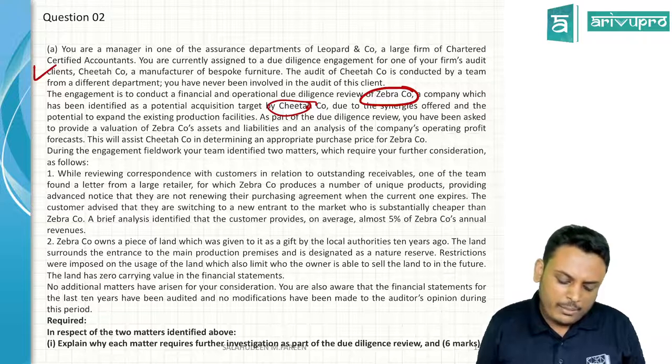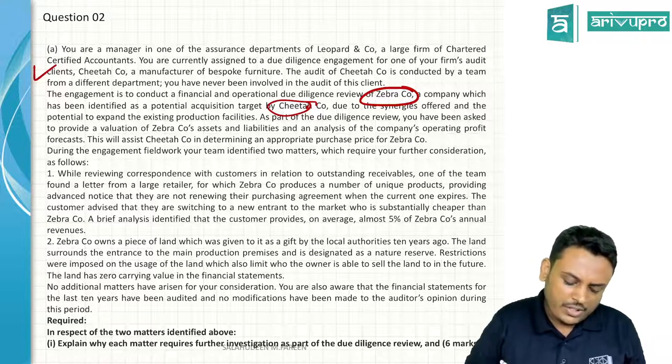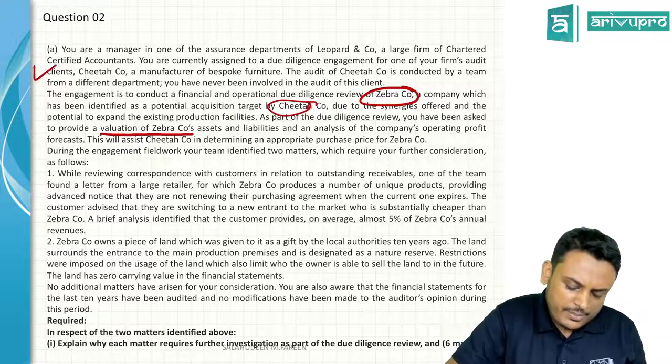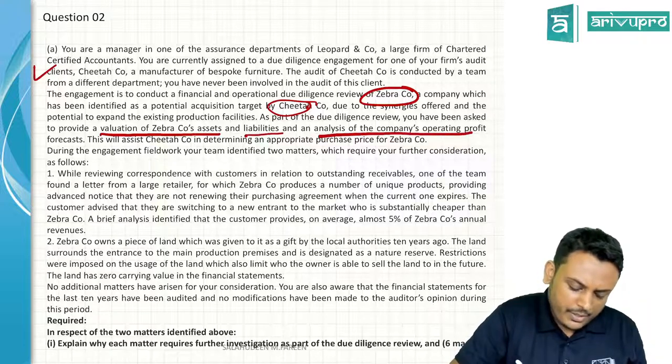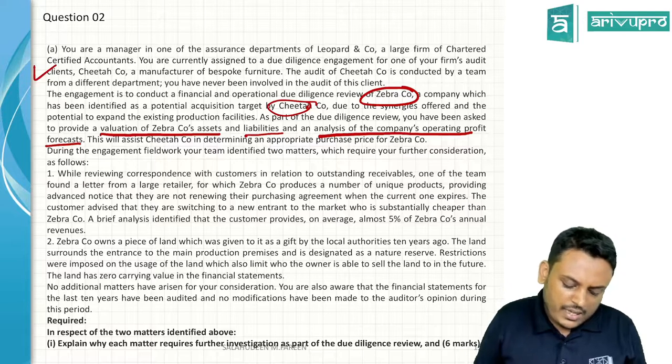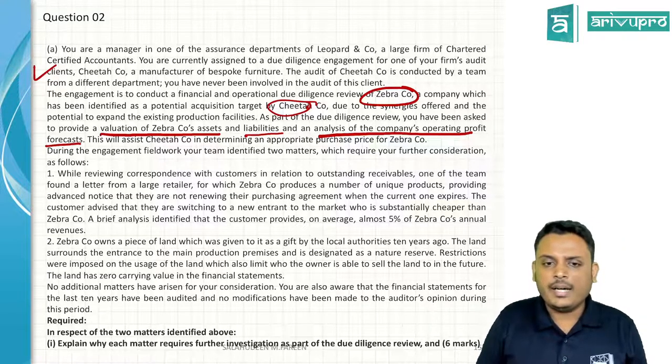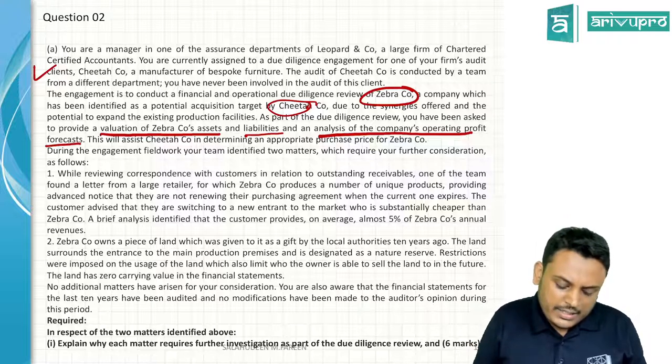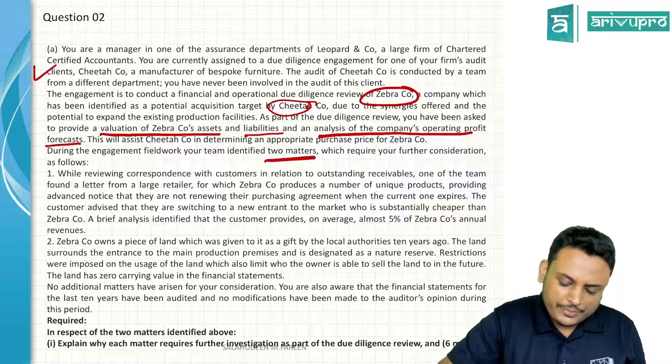As part of the due diligence review, you have been asked to provide a valuation of Zebra Company's assets, liabilities, and analysis of the company's operating profit forecast. This will assist Cheetah to determine the appropriate purchase price for Zebra's consideration. During the engagement fieldwork, your team identified two matters which require further consideration.